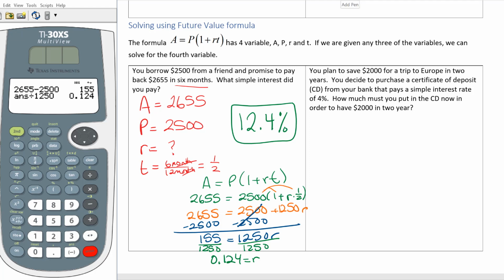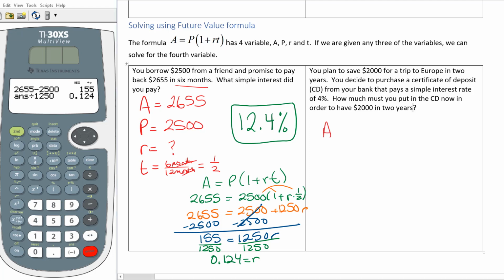So next one, you plan to save $2,000 for a trip to Europe in 2 years. You decide to purchase a certificate of deposit, a CD, from your bank that pays a simple interest rate of 4%. How much must you put in the CD now in order to have $2,000 in 2 years?